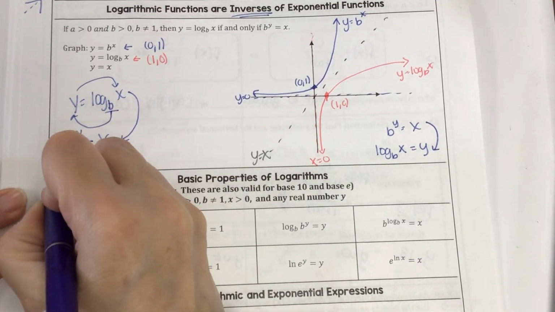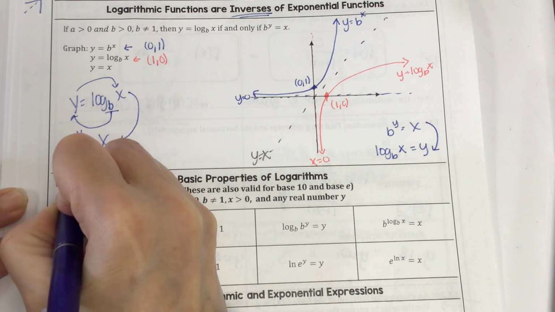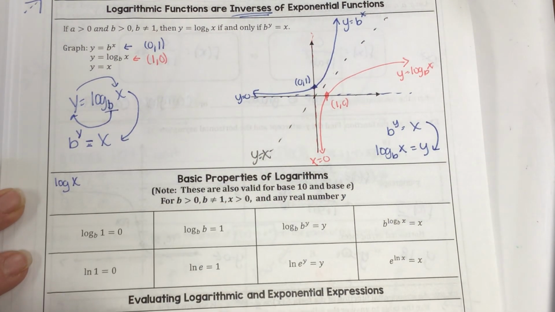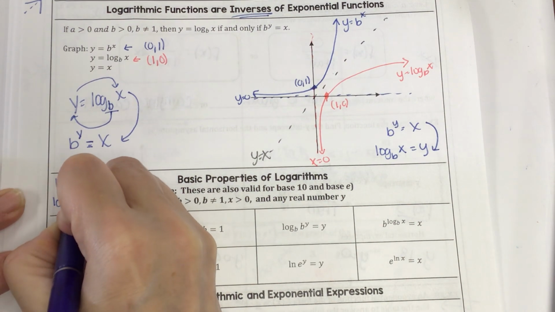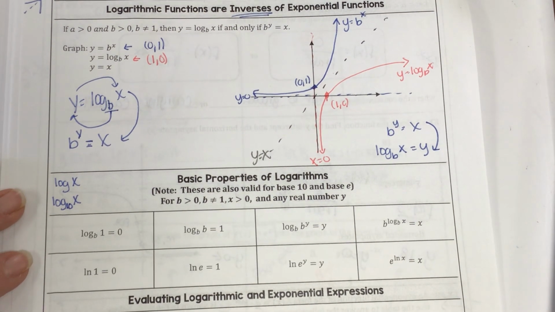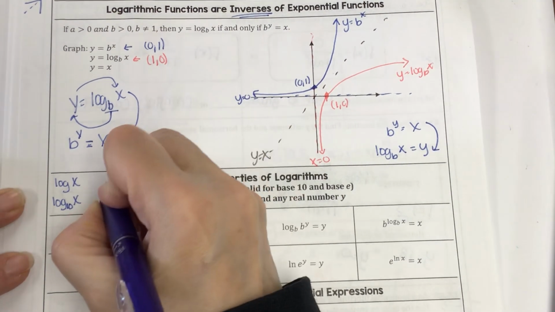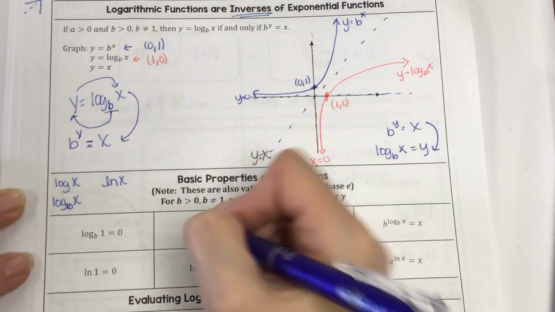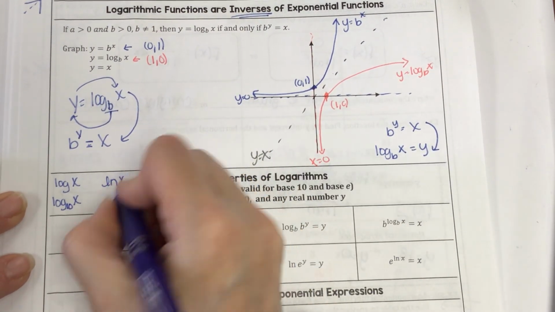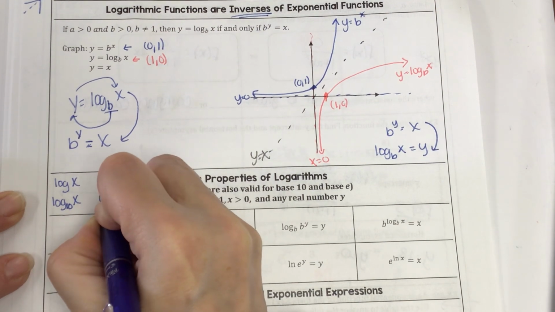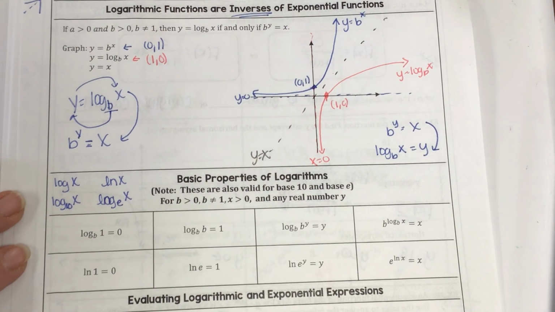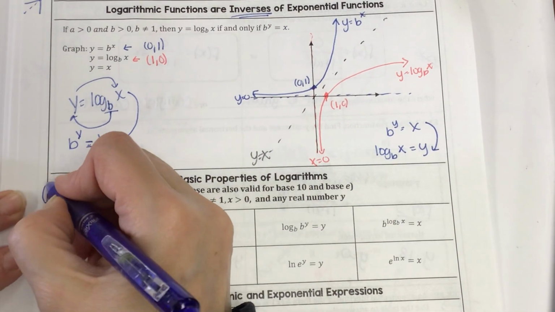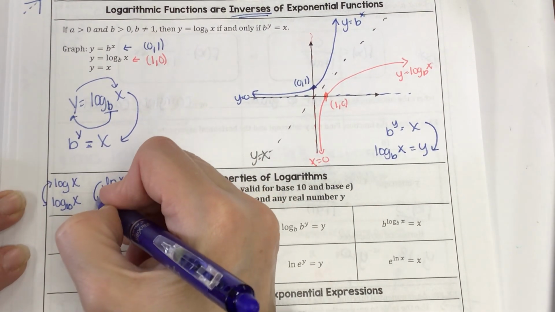Okay, a couple things to remember. If you just have log of x, what is that base assumed to be? If there's no base given, it's base 10, correct? You remember that? And if we have natural log of x, we've talked about this a little bit already. Natural log is the same thing as saying log of base e of x. So these two are the same. These two are the same.